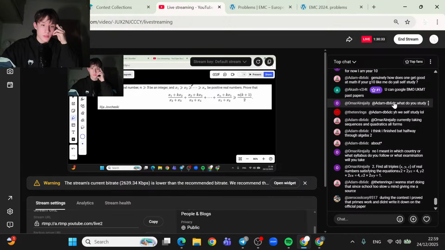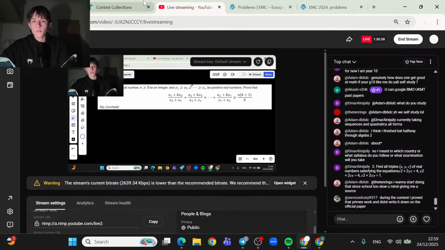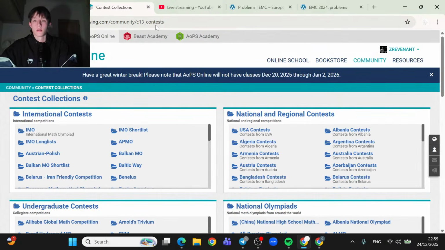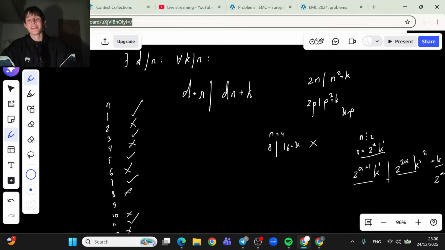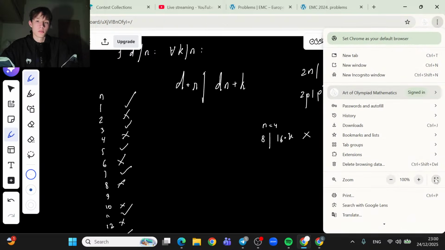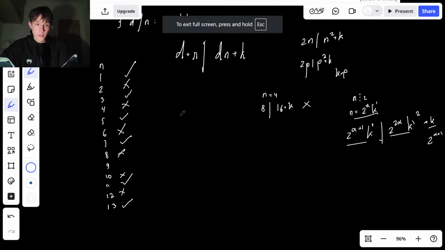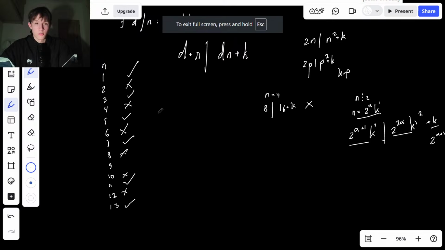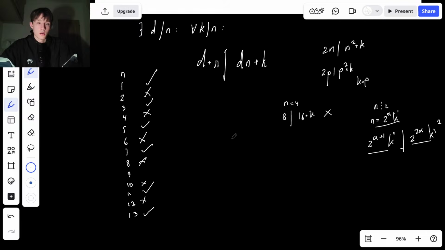During the contest, I proved the primes work and didn't write it down on the official paper. Hmm, I'm not sure about the answer yet. I assume primes work, but well, they do clearly. All primes except two, and also one. One works as well. All the even ones don't work. We already showed that.